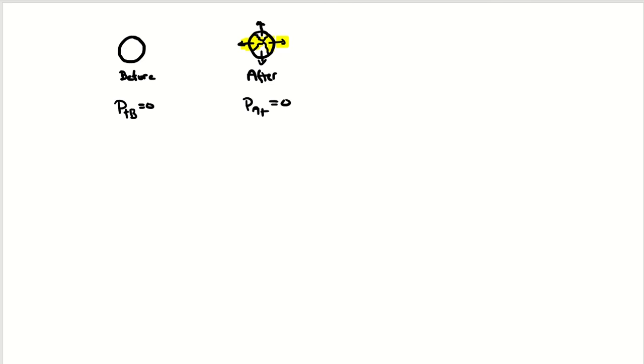But on the other hand, if we are talking about the kinetic energy, then the kinetic energy before collision was 0, but after collision is not going to be 0. Why it's not going to be 0? Because it's going to be the sum of kinetic energy of each part of this bomb. So in a collision, the momentum is conserved, but the kinetic energy is not.